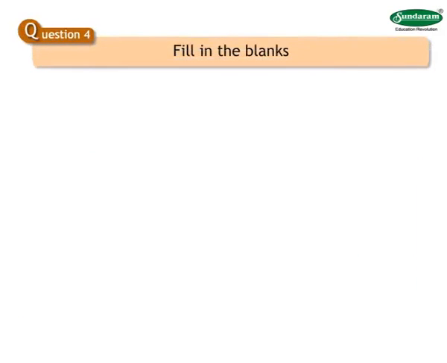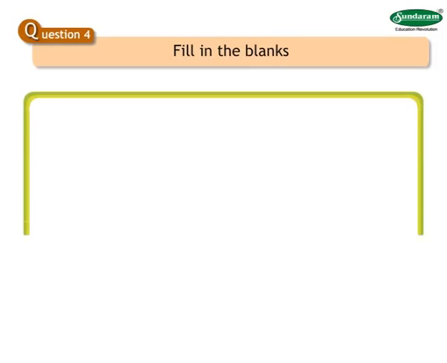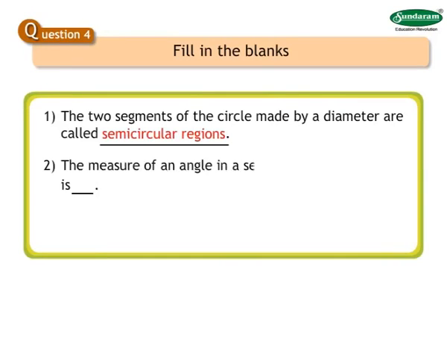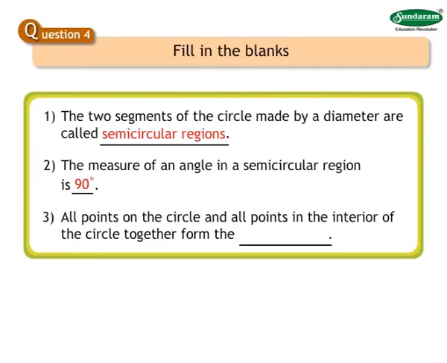Let us solve some more problems from exercise 91. Question 4. Fill in the blanks. 1. The two segments of the circle made by a diameter are called semicircular regions. 2. The measure of an angle in a semicircular region is 90 degrees. 3. All points on the circle and all points in the interior of the circle together form the circular region.